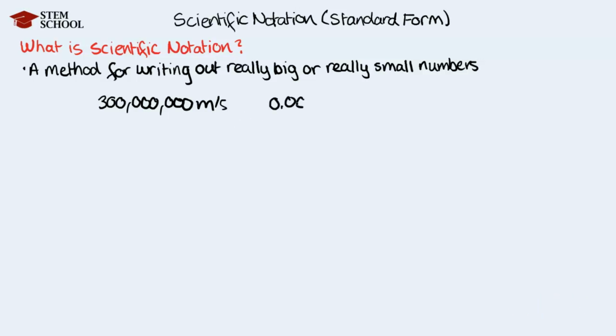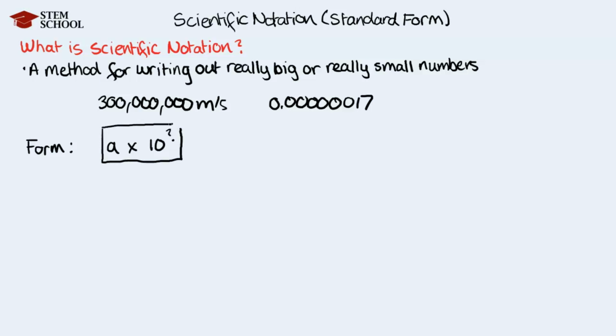Even quite a small number like 0.000017, something like that, is quite tedious, right? So we want a way to write this more conveniently, okay? And the form that allows us to write this more conveniently will look something like this. What it will look like is a times 10 to a power, okay? That's the magic form. And what we'll do is we'll break down each component of this.